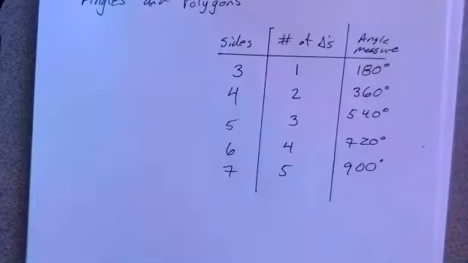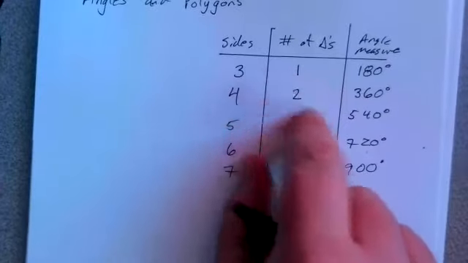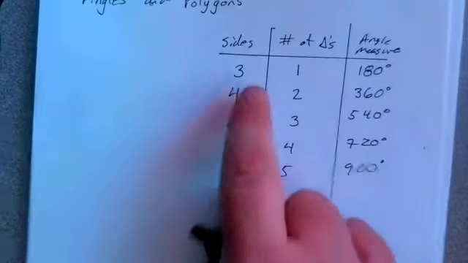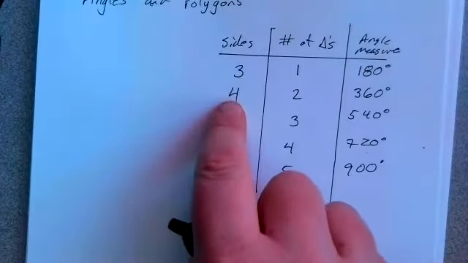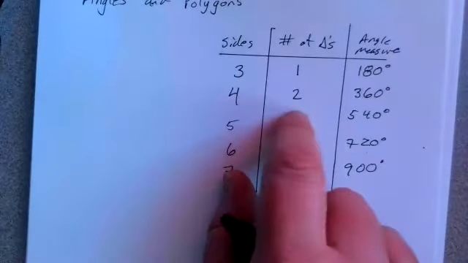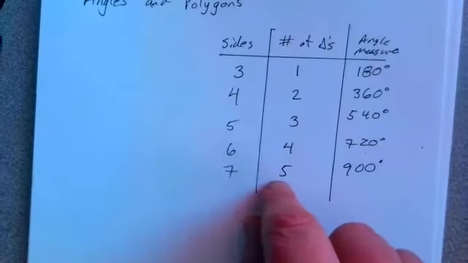As the pattern grows, here's what we're looking at. We could take the number of sides minus what? What do we get here? Well, 3 minus 2 gives me 1. Does that pattern continue? What's 4 minus 2? 2. 5 minus 2 is 3. 6 minus 2 is 4. 7 minus 2 is 5.